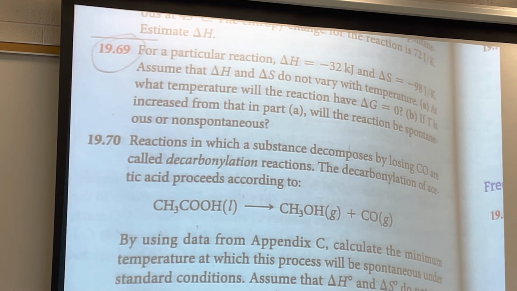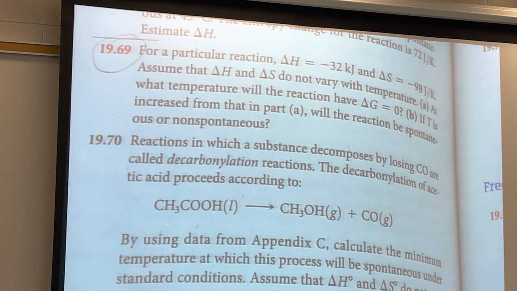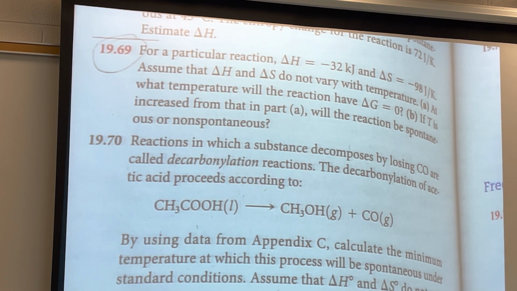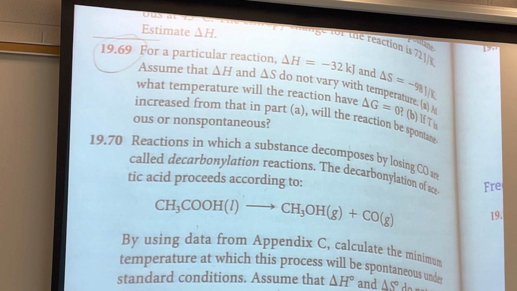Number 69. For a particular reaction, delta H equals -32, delta S equals -98. Assume that delta H and delta S do not vary. At what temperature will the reaction have delta G equal to 0? Let's see if you can figure that out.